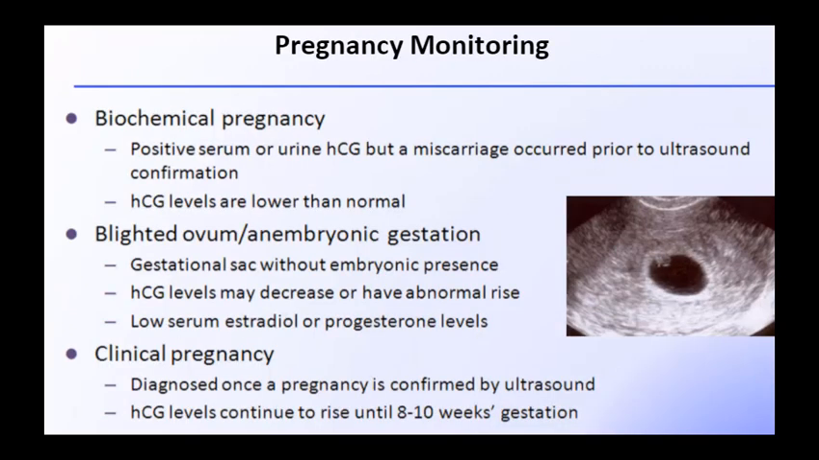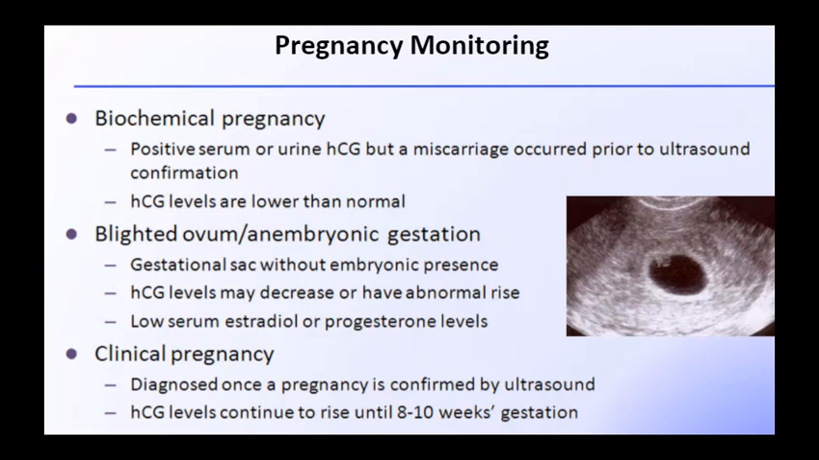Pregnancy status is described as biochemical, clinical, or ongoing. With a biochemical pregnancy, a pregnancy was detected by presence of serum or urinary HCG, but miscarriage occurred prior to ultrasound confirmation. With such losses, beta-specific HCG levels are lower than normal and either do not rise or decrease. A blighted ovum is a gestational sac with no embryonic presence identified on ultrasound examination. Typically, HCG levels eventually decrease and serum progesterone or estradiol levels are lower than normal.